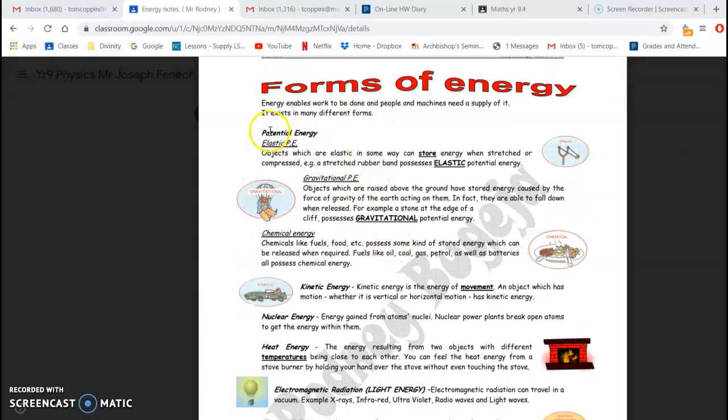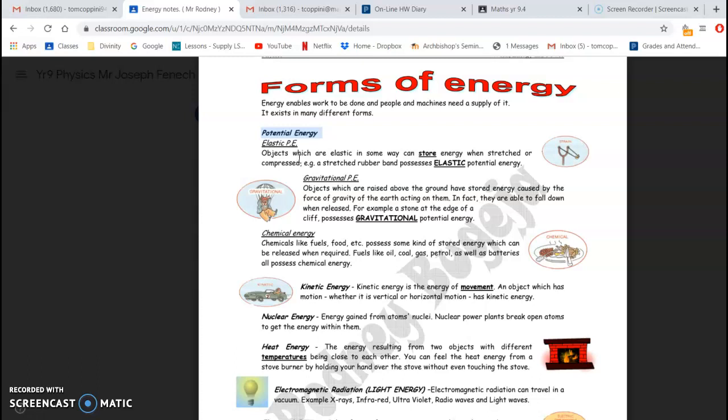Now, starting from potential energy, there are three different kinds of potential energy. You have elastic potential energy, gravitational potential energy, and chemical potential energy. Now, starting with elastic potential energy.